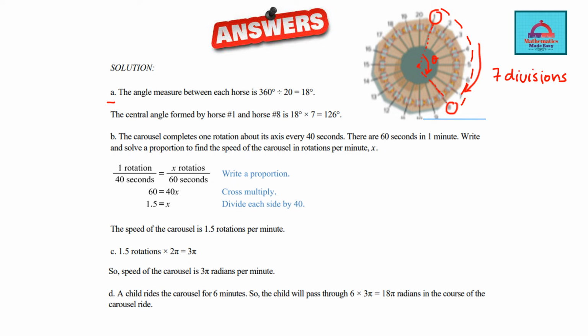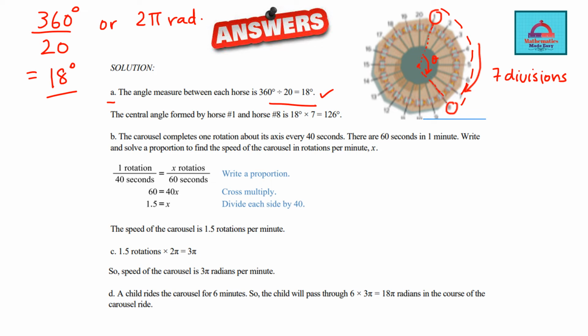Now, what is the complete angle of a circle? I'm sure you remember, if we are talking in degrees, it is 360 degrees. If we are talking in radians, it will be 2 pi radians. Right? So since it is 360 degrees and there are how many horses? 20. So for one division, you divide by 20 and you get the angle as 18 degrees. So that's the angle for one division. Between two horses, the angle made is 18.